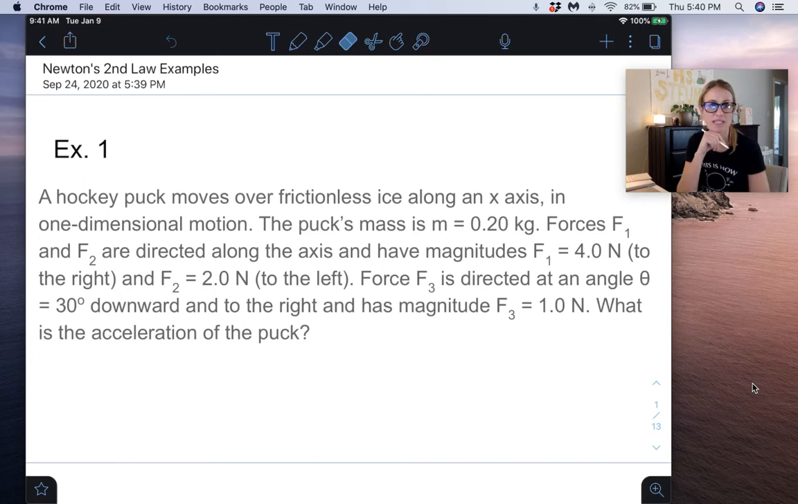Let's do some Newton's second law example problems. So our first example is a hockey puck that moves over frictionless ice along an x-axis in one-dimensional motion. The puck's mass is m equals 2.2 kilograms.